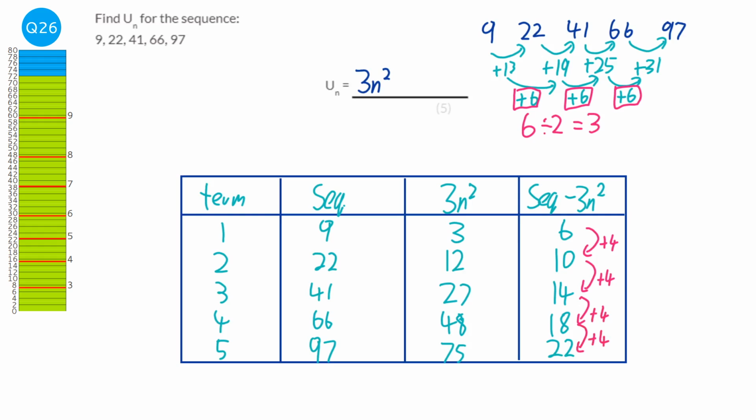So we know that that will be plus 4n, and then we find the 0th term, so we go back, so 6 take away 4, which will be 2, so it's going to be 4n plus 2. So our total quadratic sequence will be 3n squared plus 4n plus 2.